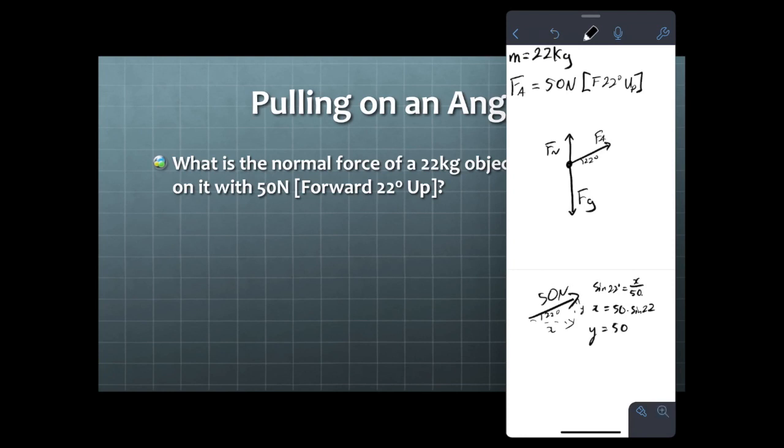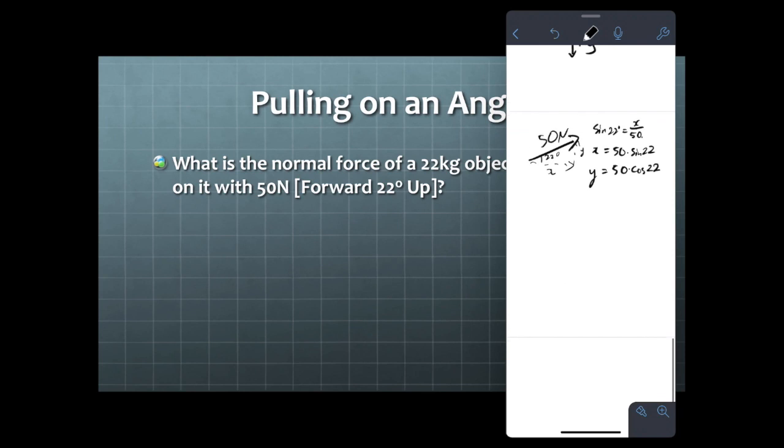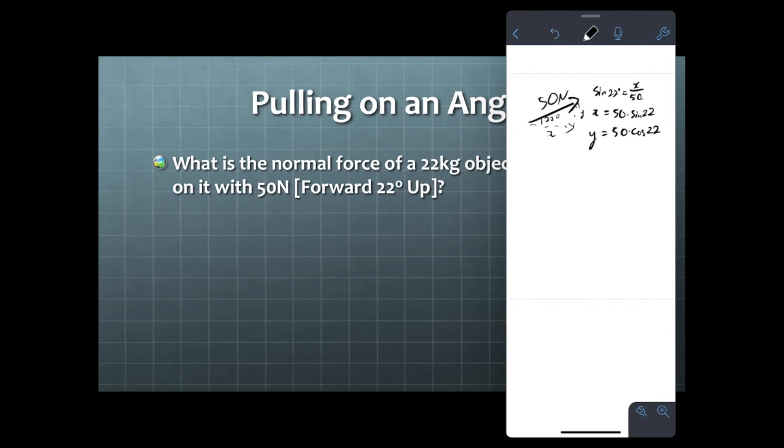Similarly, the y component is equal to 50 times cosine of 22. So now, instead of having a difficult question with 3 forces, you have a simpler question with 4 forces. Your 4 forces are the force of gravity and the normal force. These are still here. We did nothing with them. You now have the y component of your applied force and an x component of your applied force.